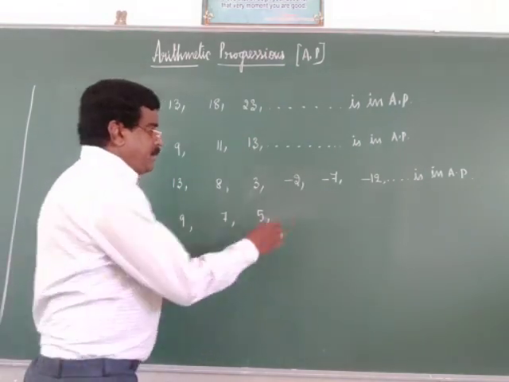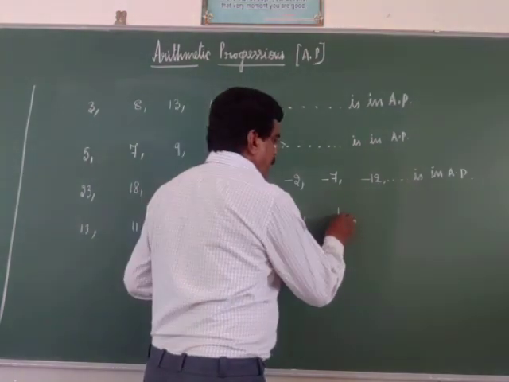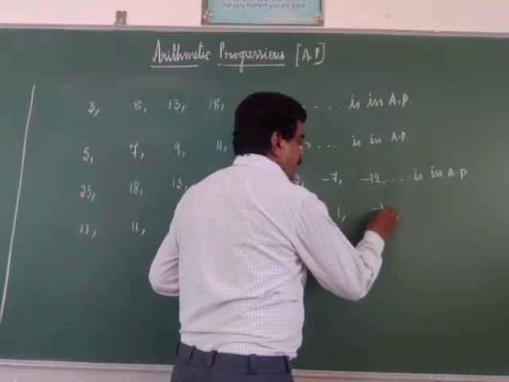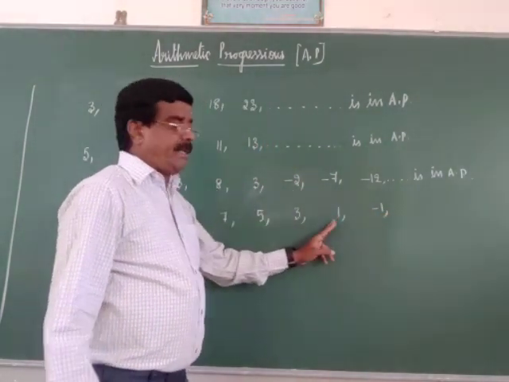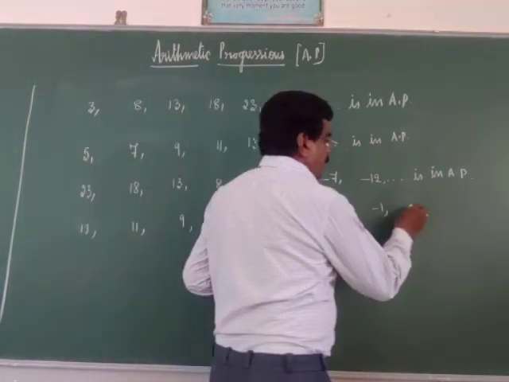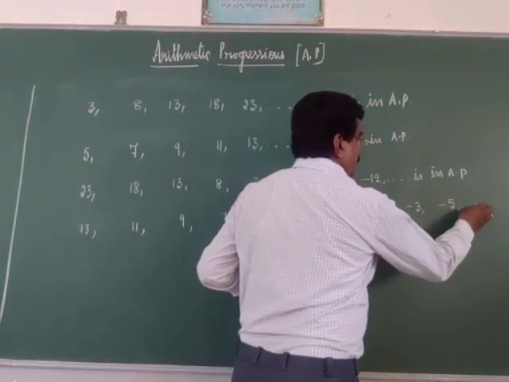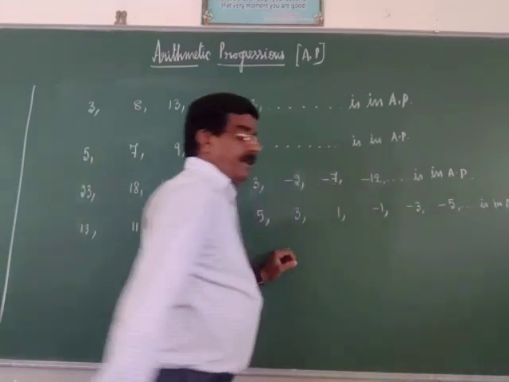What is 5 minus 2, children? It is 3. 3 minus 2, 1. 1 minus 2 is minus 1. If you learn, children, please remember: 1 minus 2 is minus 1. Then minus 1 minus 2, minus 3. Minus 3 minus 2, minus 5. Dot dot dot, it is in AP.